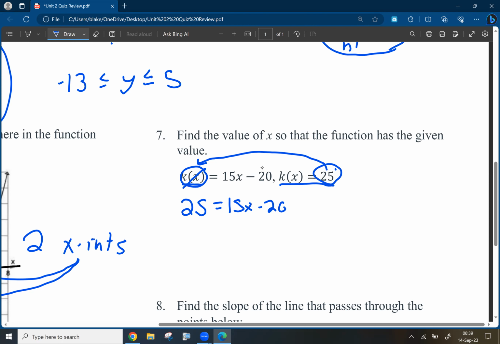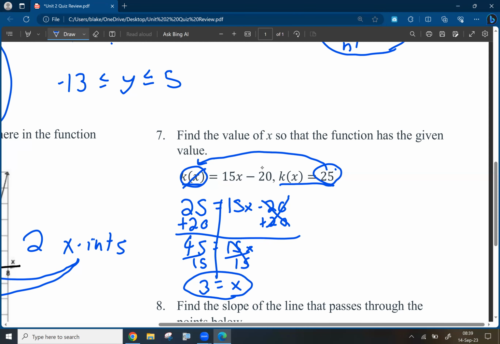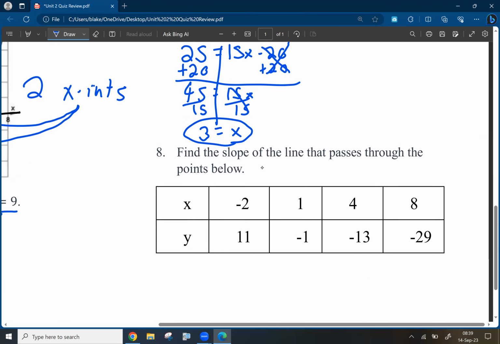All right, and then we just solve. So we'll start by adding the 20 to both sides. So that cancels out. We end up with 45 equal to 15x. And then we divide by 15. And so we end up having 45 divided by 15, which is 3. 3 is equal to x. And that's going to be our answer for number 7.